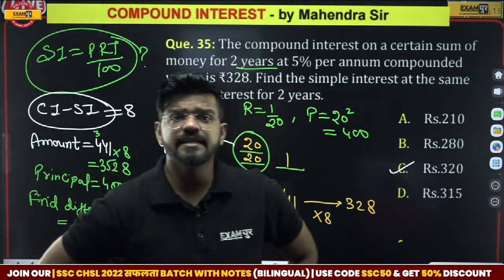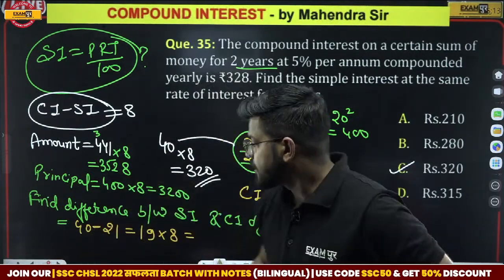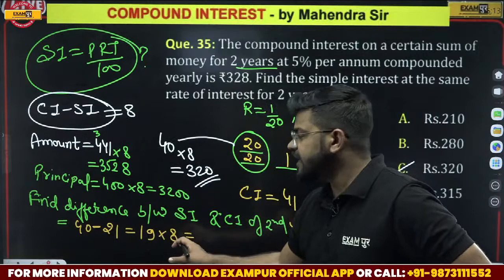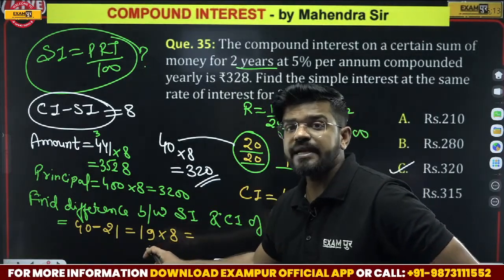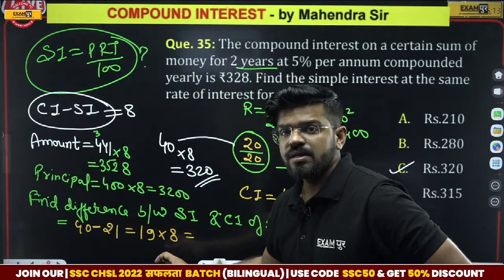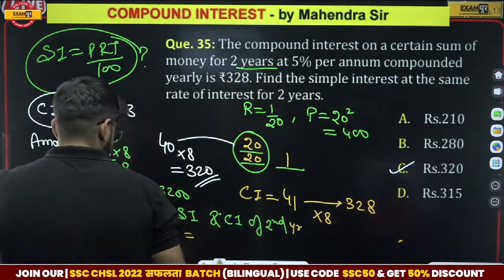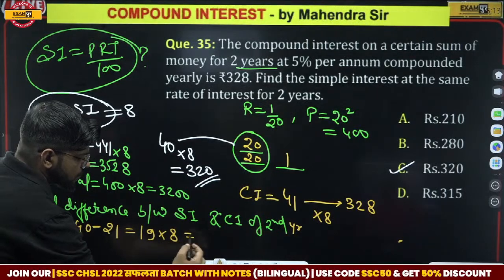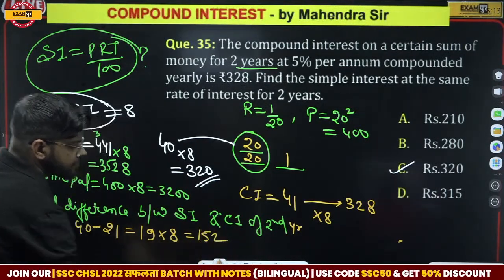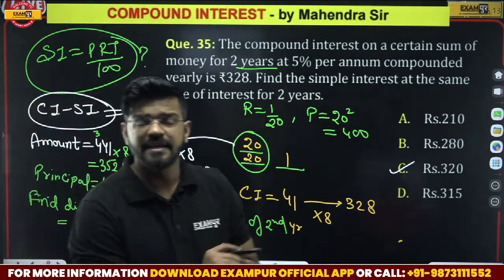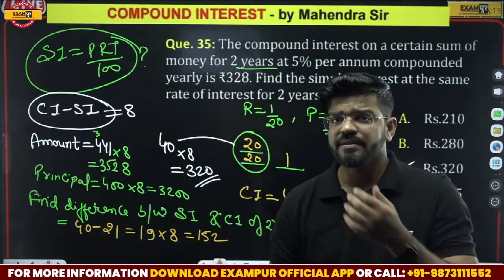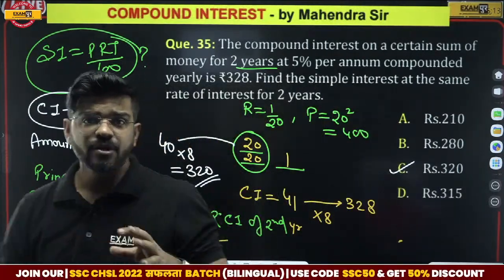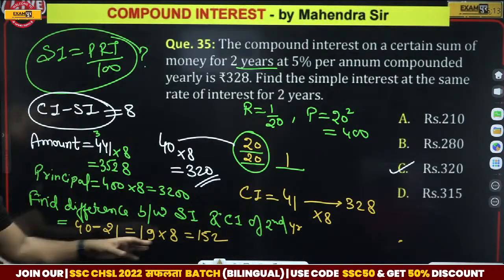Clear? What is 19 8s? If you don't know that, just calculate 20 8s, which is 160, minus 8. So 152 is my right answer. Clear to everyone? How do we get 152?